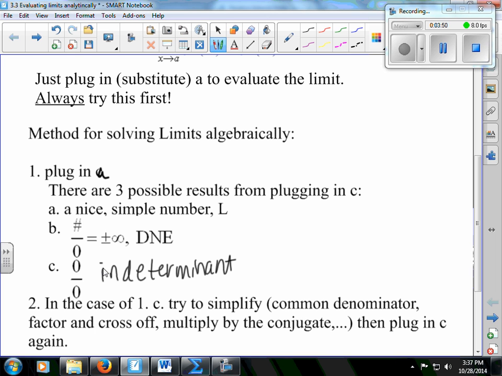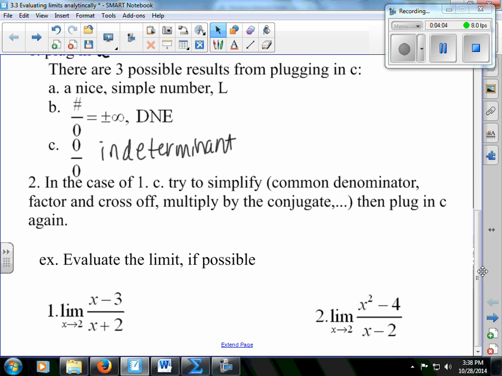We could go revert back to case B, or we could revert back to case A, either one of those two. But what's happening in number 1C, which is where we're going to live mostly today, is that we have an indeterminate answer. And in that case, we need to try to simplify. It means work harder. And we're going to do 5 examples today in which I show you all of the techniques of working harder.